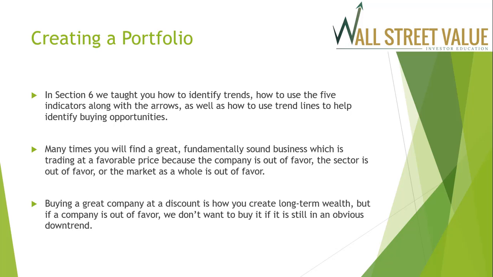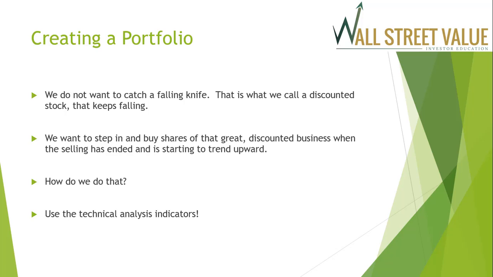but if a company's out of favor, we don't want to buy it if it is still in an obvious downtrend. We don't want to catch a falling knife, and that's what we call a discounted stock that keeps falling. We want to step in and buy shares of that great discounted business when the selling is ended and it's starting to trend upward. How do we do that? We do that by using the technical analysis indicators.